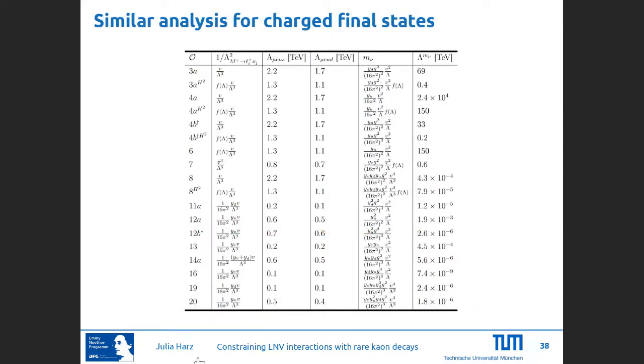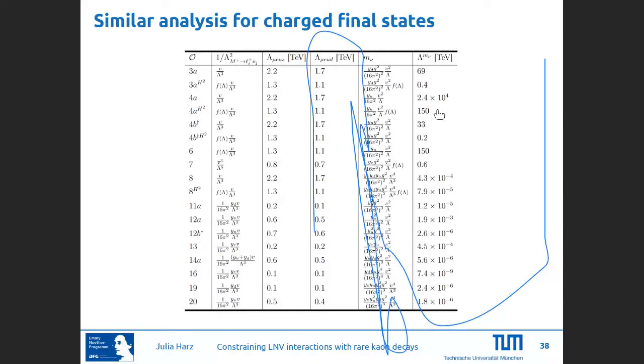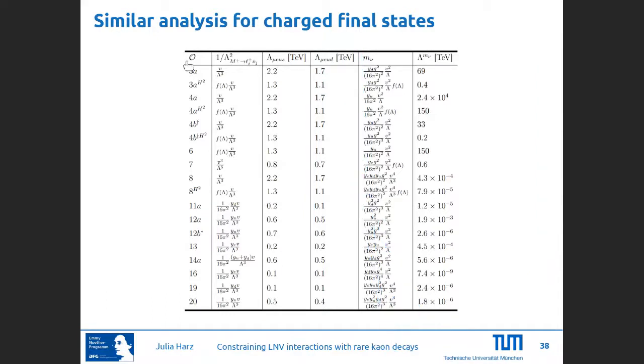So we did a similar analysis for the charged final states. So you see here now K plus into a charged lepton and a neutrino, and you see here again that the scale is much lower because the constraint is less, but on the other hand, the constraint on the neutrino mass is smaller.